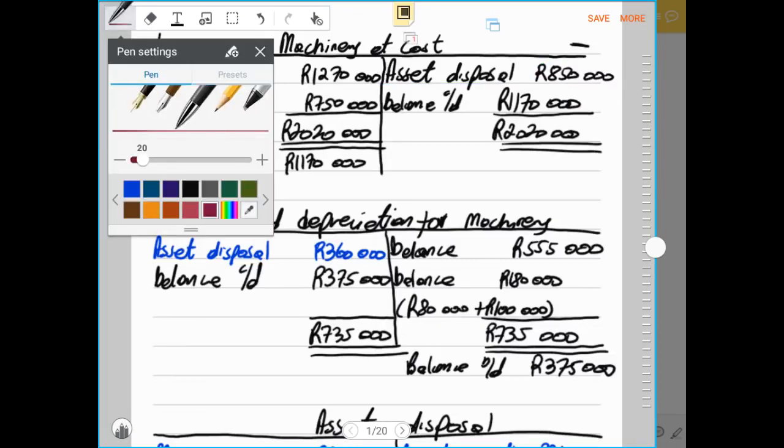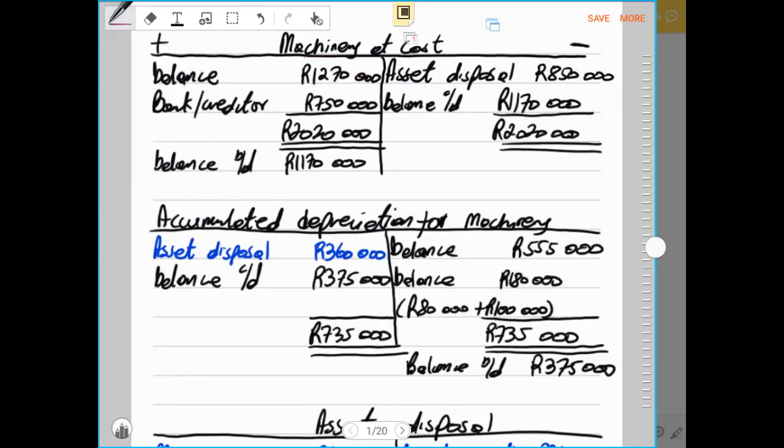Now, just to give you some small tips that will help us when we do the PPE note, things that you need to note. This is an opening balance. This is closing balance. This is movements during the year. These are the entries that took place during the year. And you'll see all of that when we do the asset disposal. This again is an opening balance. It does not change. This should be used as the net of the movements, these two.